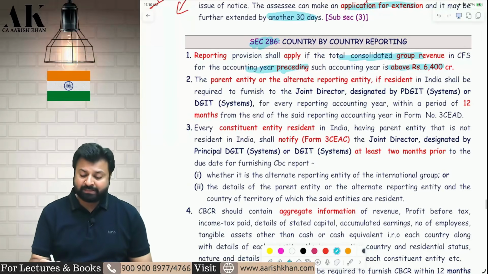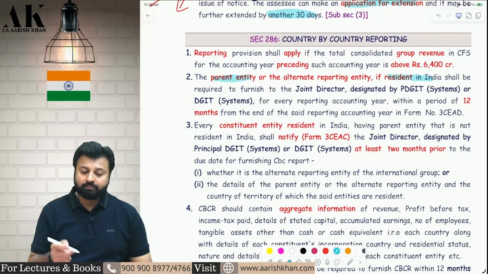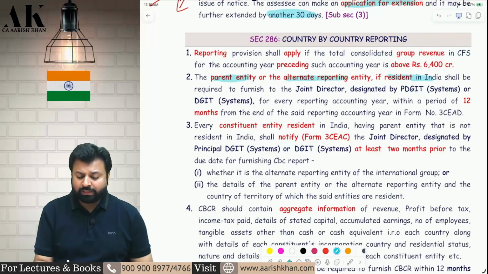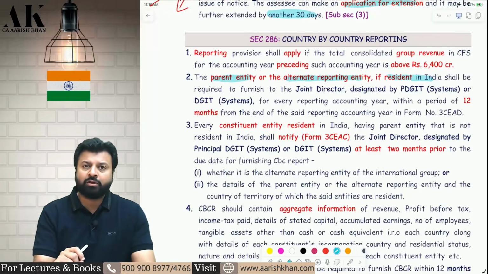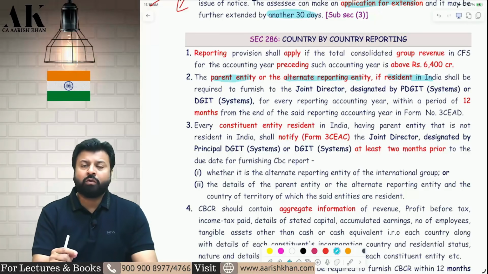Second, who will file CBCR? Very important question. As I have told you, if the parent is resident in India, then the parent will file. One more entity is there, which is known as alternate reporting entity. Now let me explain what we mean by alternate reporting entity. Before knowing the alternate reporting entity, you need to also know what a constituent entity is. Sir, what is a constituent entity?